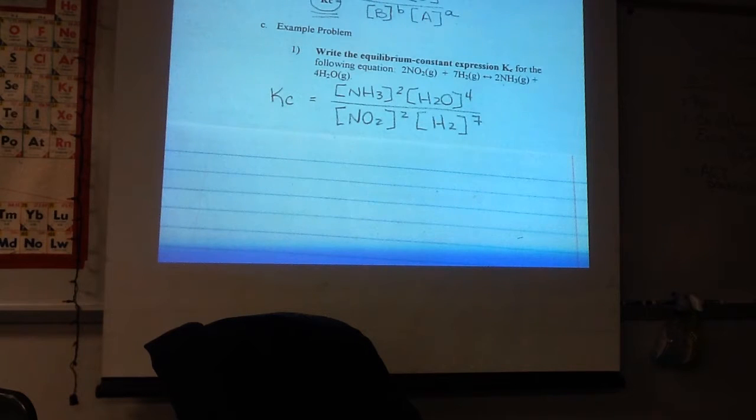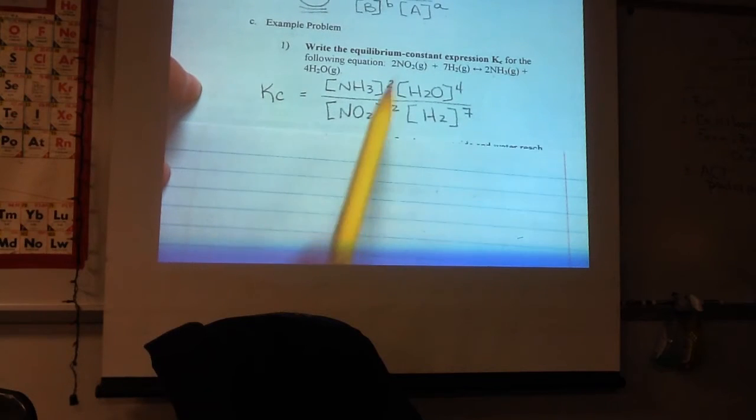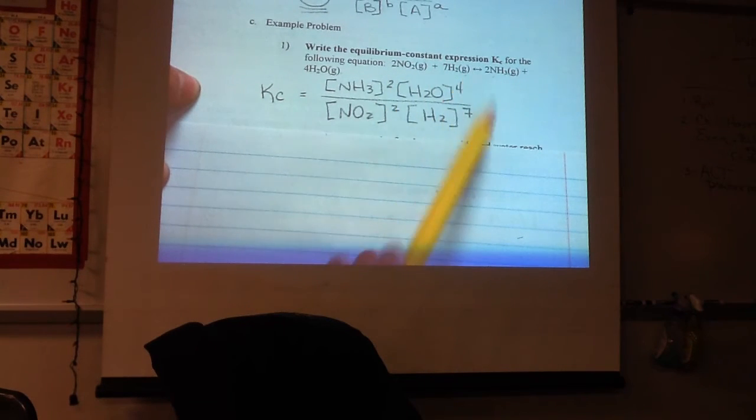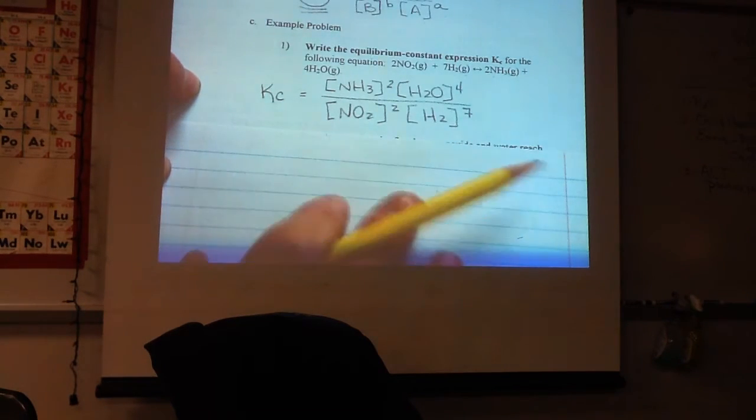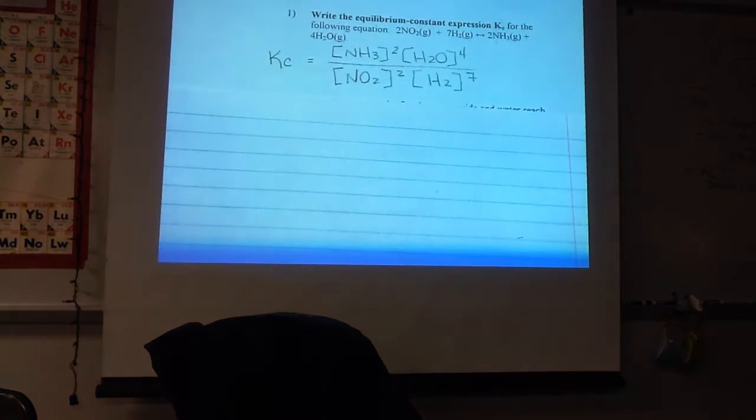You do not count liquids or solids. They do not get put into the equilibrium constant expression. And I'll explain a little bit why that is in a little bit. Aqueous and gas, you do.